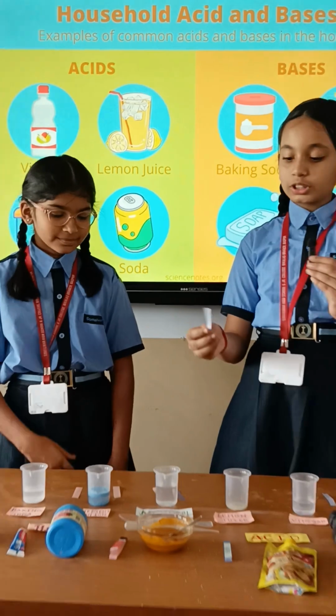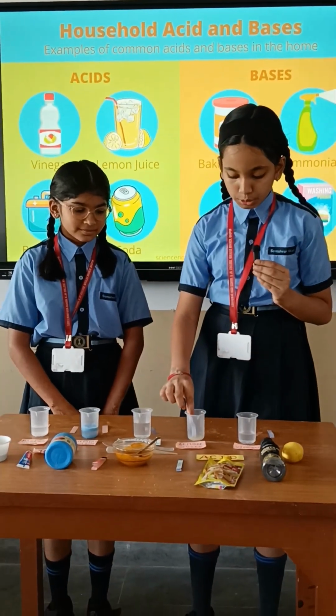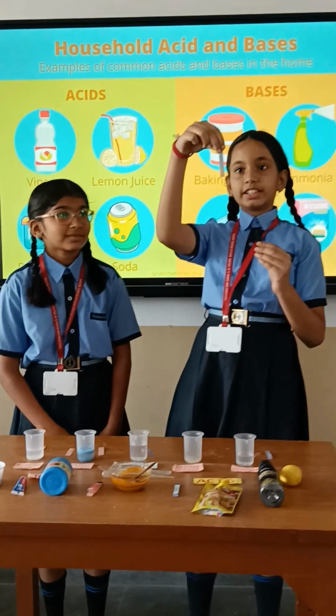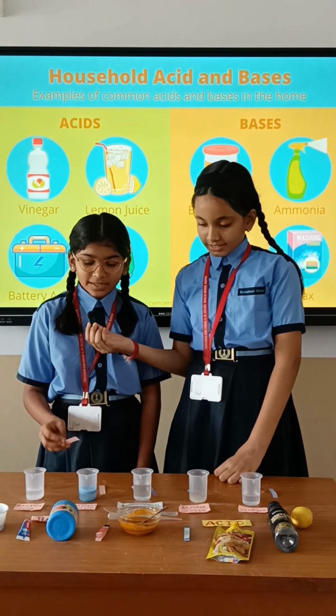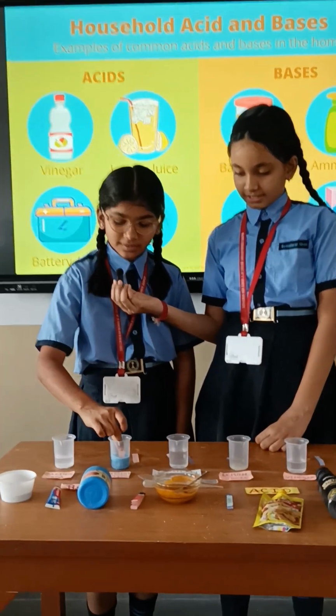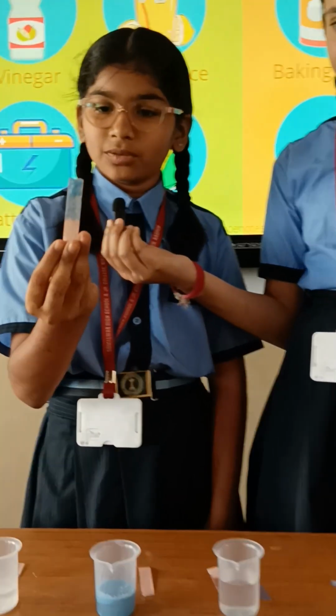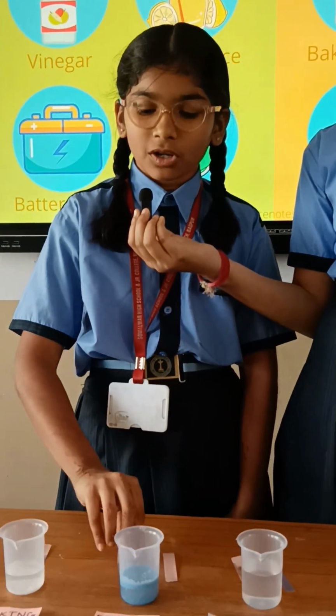Now we will dip the blue litmus paper again in the lemon juice. It also turns into red. That means it is an acidic substance. Now we will dip red litmus paper into detergent solution. It also turns into blue. That means detergent solution is also basic.